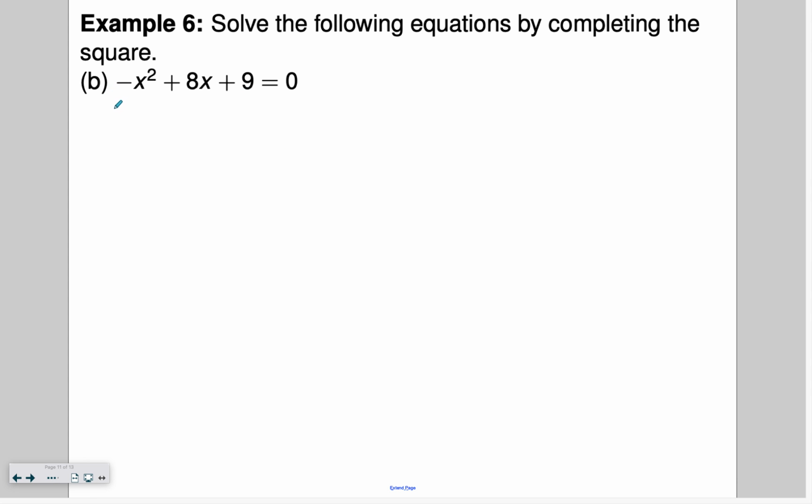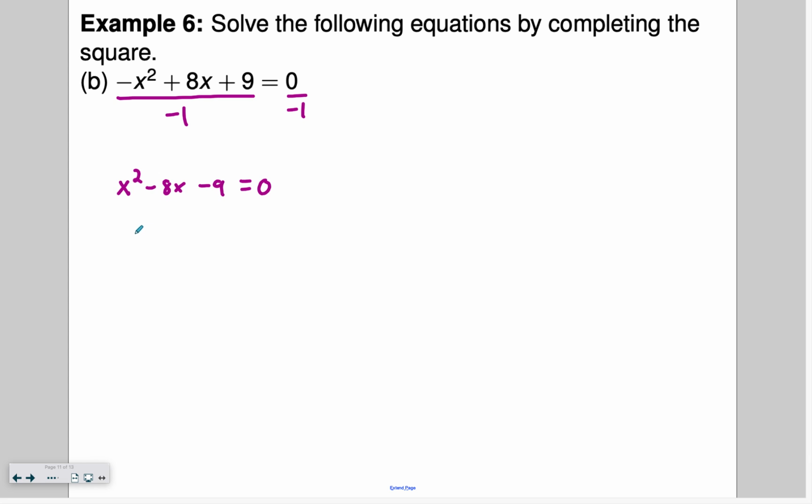I can't complete the square on this because a is equal to negative 1. So what I'm going to do right off the bat is divide both sides by negative 1 to get x squared minus 8x minus 9 equals 0. Great. Guess what I just did? Some math wizardry. I divided both sides by negative 1, 0 divided by negative 1 is 0. Signs change. Now it's just like every other question we've been doing.